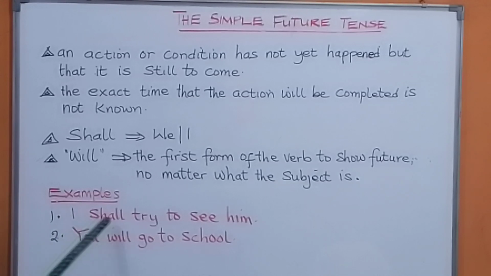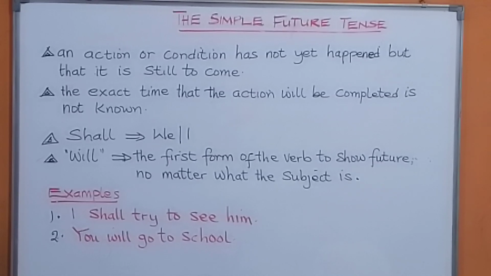Now we are taking an example. I shall try to see him. When? Not stated. When will it come? Not stated. When will it be completed? It's not stated. You will go to school. When does the action start? Not stated. When will it end? Not stated. That is the simple future tense. It talks about an action that is going to take place, an event that will take place in future. When it will take place is not stated. When it will be completed is also not known. We use shall and will to talk about that.